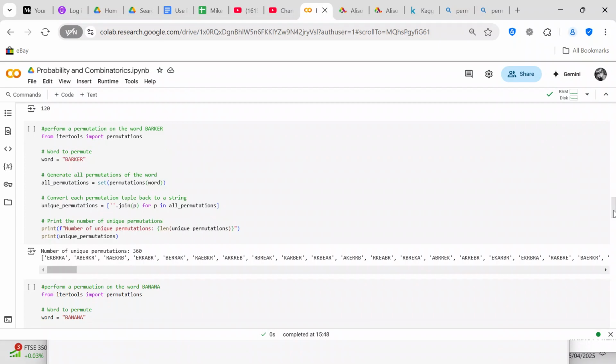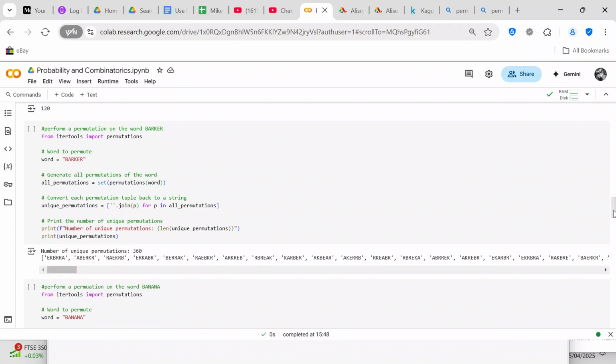So another great thing about Python is you can also do permutations with words. From itertools, import permutations. The word to permute is the word Barker. So generate all permutations of the word: all_permutations = set(permutations(word)).